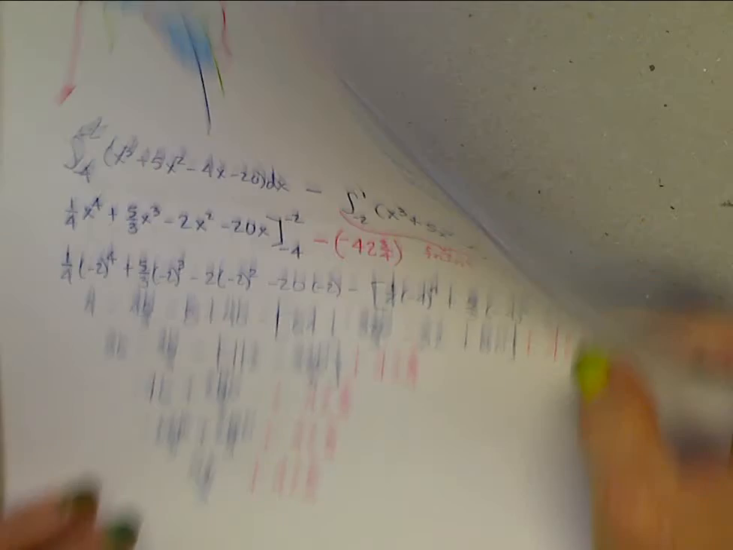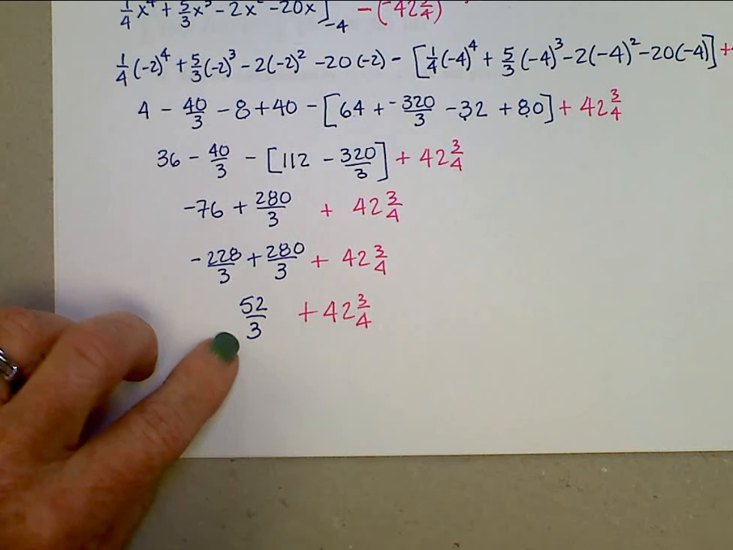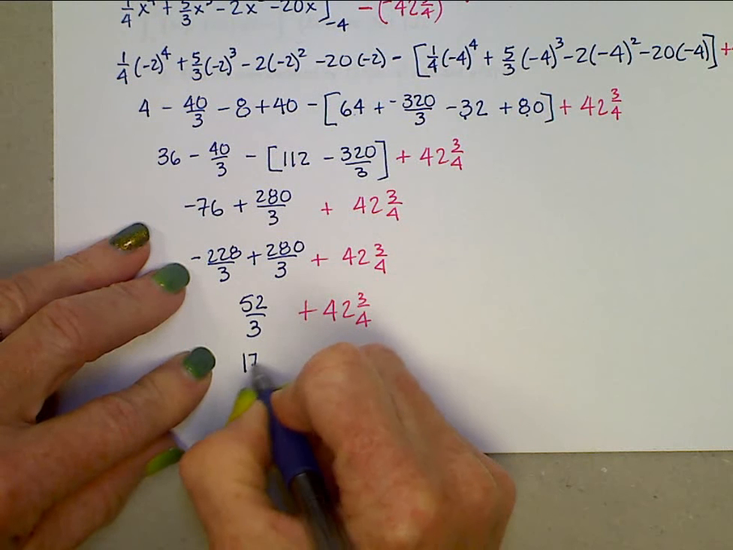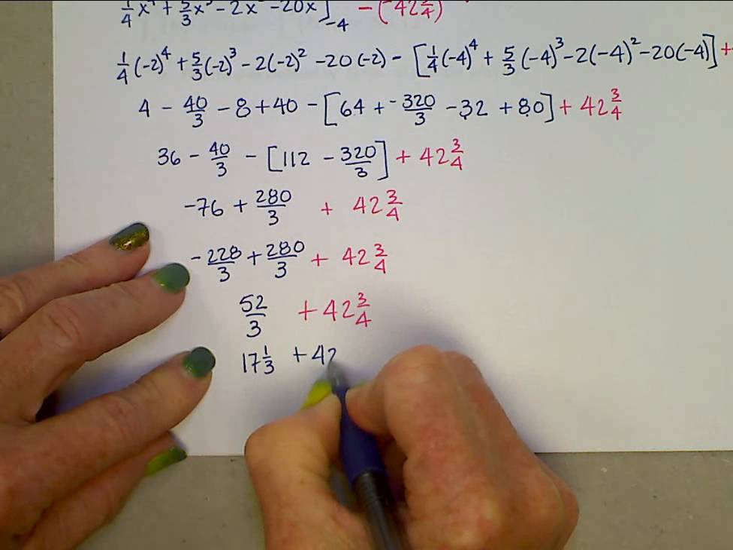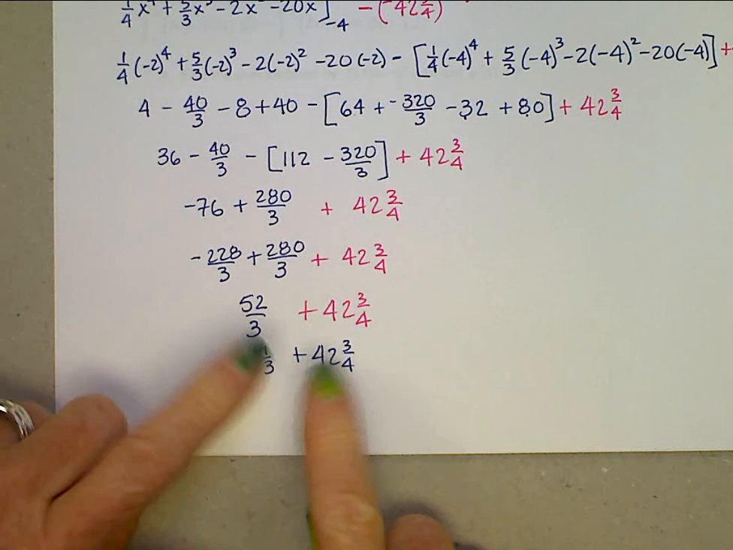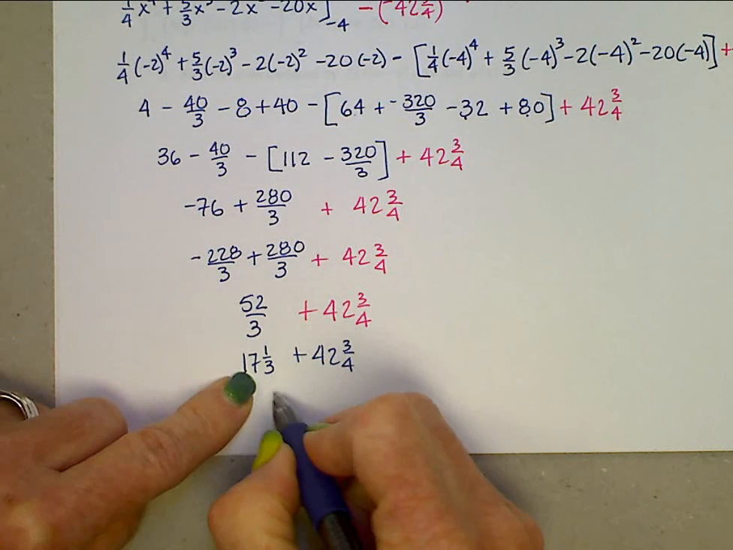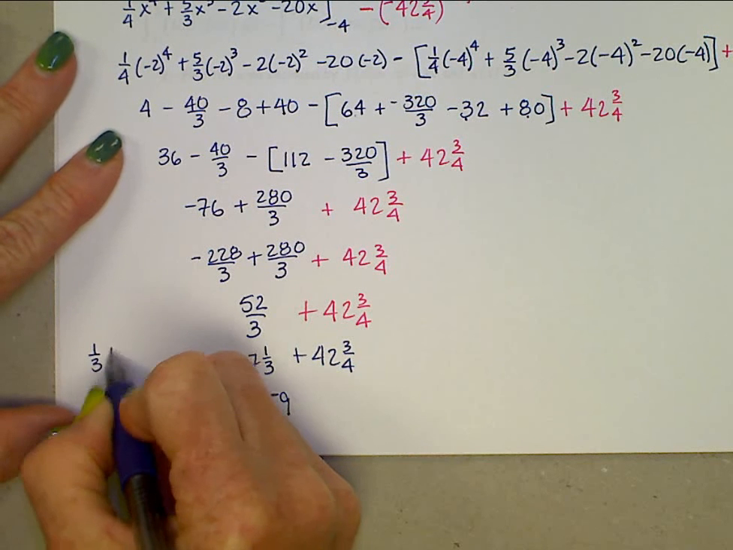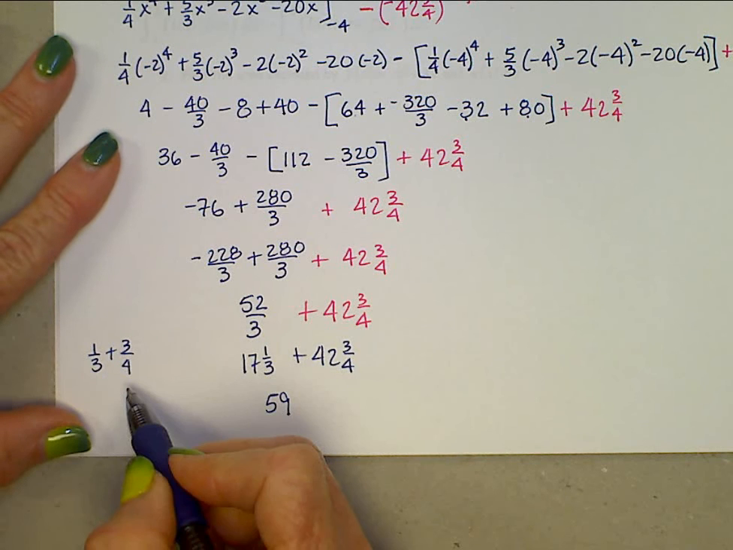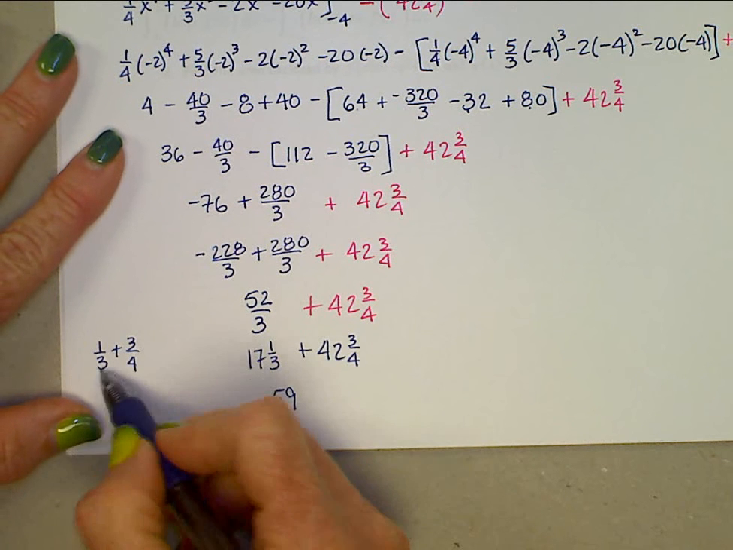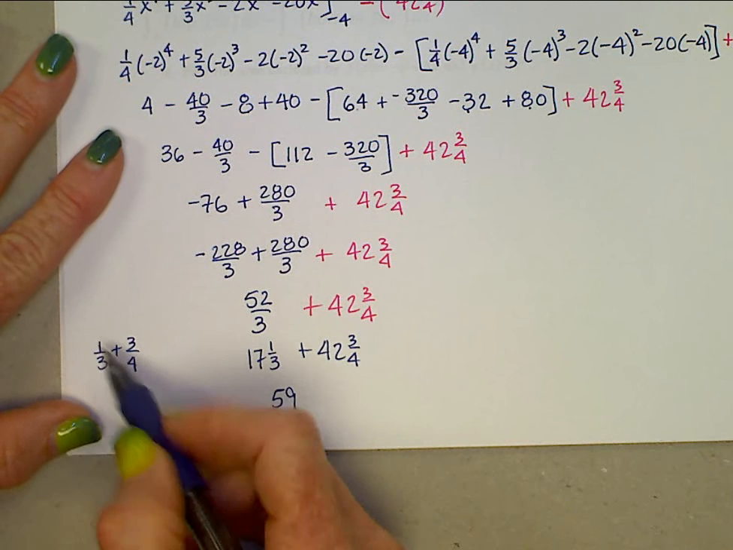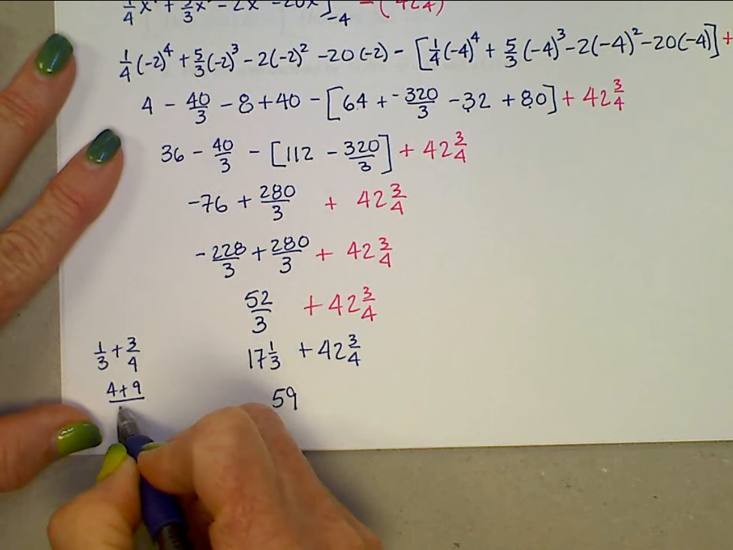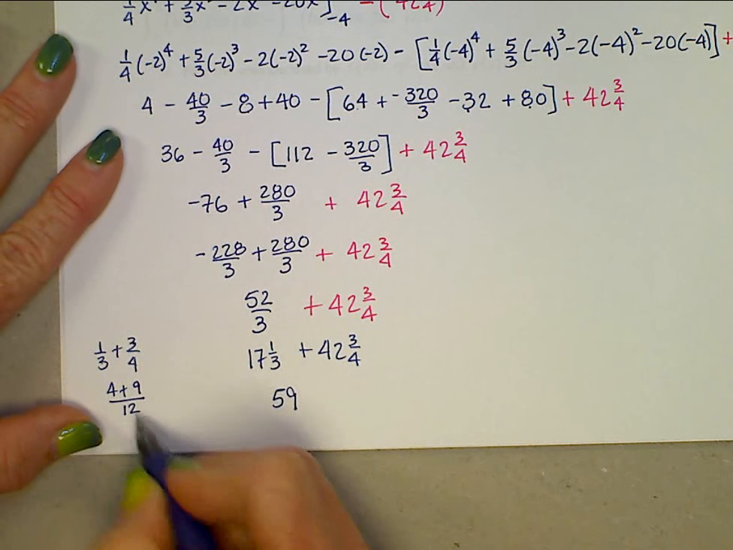I am going to go ahead and change this 52 over 3 into a mixed number, which would be 17 1/3 plus a 42 3/4. 17 and 42 is 59. 1/3 plus 3/4. Shortcut to add fractions, you can do cross products. 4 times 1 is 4, plus 3 times 3 is 9, over the product of the denominators, 12, so we'll get 13/12.